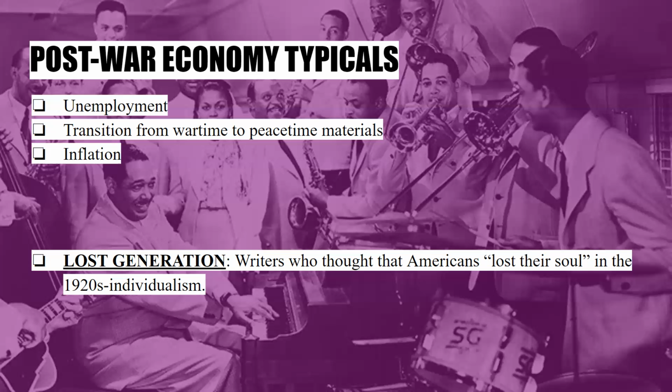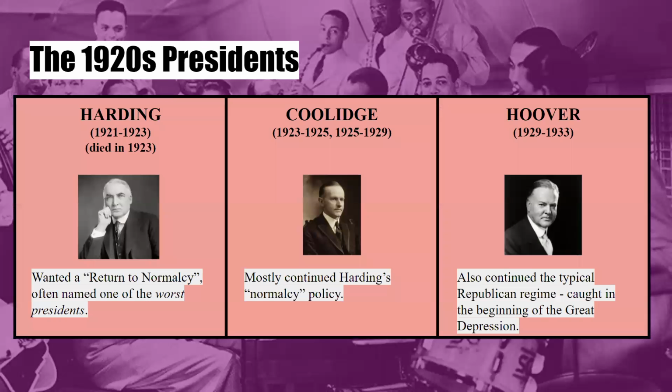But because of some of these economic factors, many were able to become more wealthy and afford certain things in the 1920s, but that did lead ultimately to the Great Depression, as we'll find. The lost generation is a term that writers would use that thought Americans lost their souls in the 1920s. Individualism, because many started to just focus on themselves rather than other factors in this time.